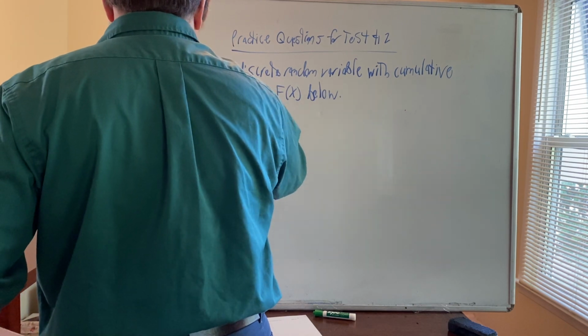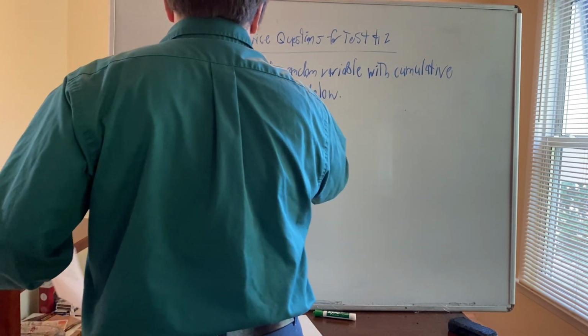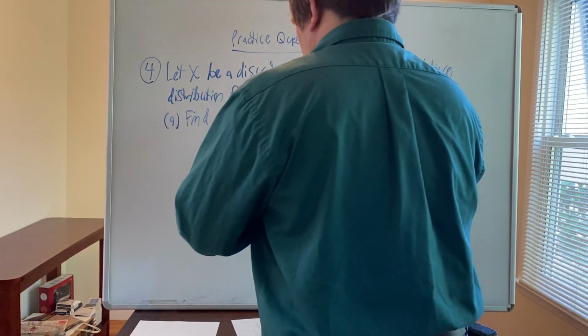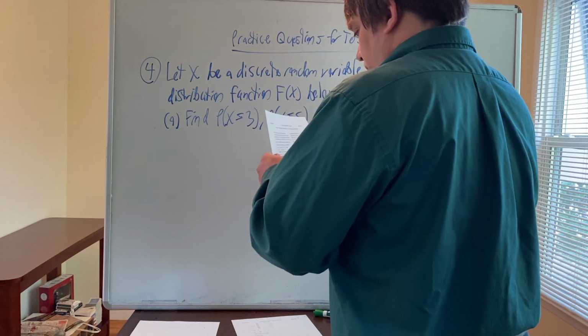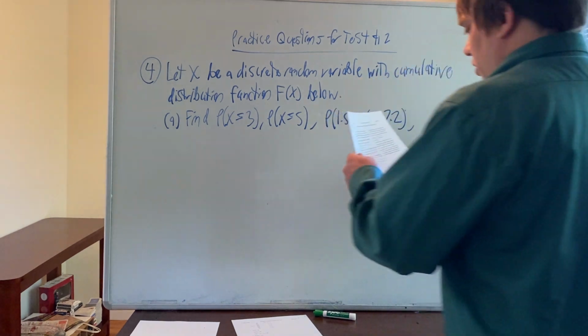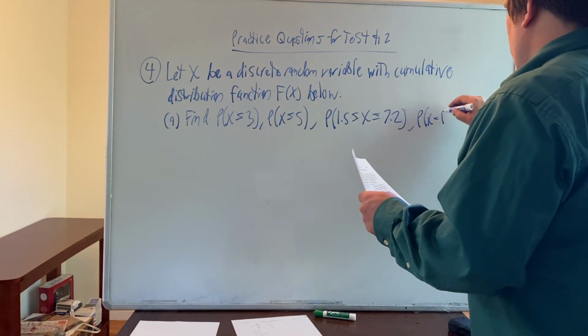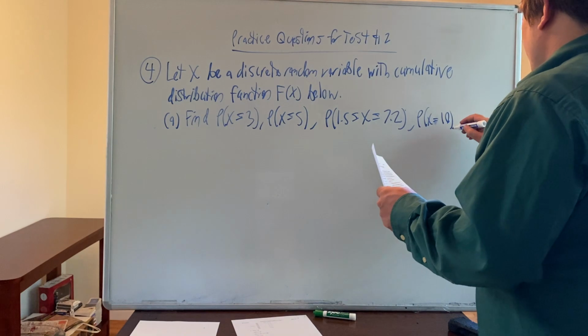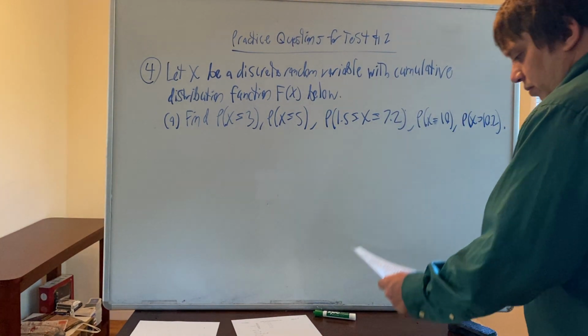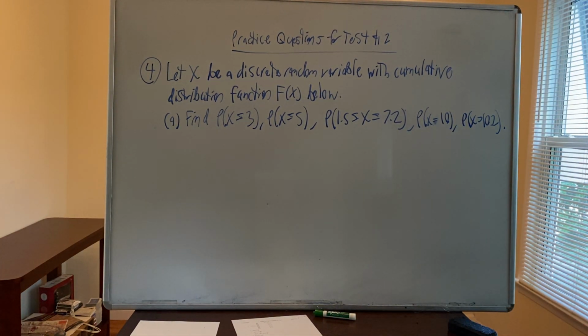A, find the probability that capital X is less than or equal to 3, the probability X is less than or equal to 5, the probability 1.5 is less than or equal to X, less than or equal to 10.2, and then the probability X is equal to 10, and the probability X is greater than 10.2. Okay, so we're going to find those 5 probabilities, with the cumulative distribution function capital F of X below.